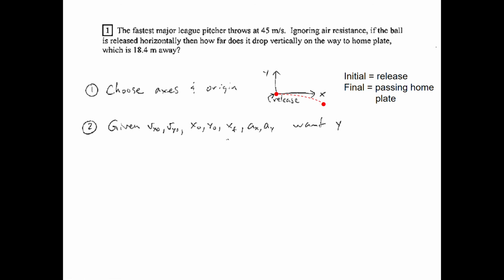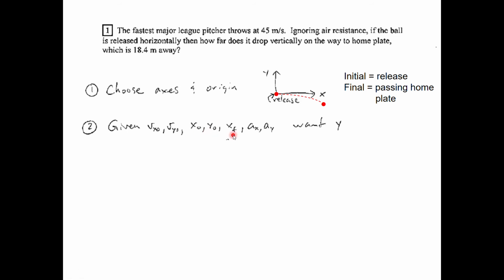What are we given? Well, in this case, given that the ball is released horizontally at a speed of 45 meters per second, that means Vx initial is 45, Vy initial is 0 because the initial velocity vector is going completely horizontally. Now it starts to head down, but initially at t equals 0, it's going completely horizontally. x0 and y0 are both 0, so we know those.